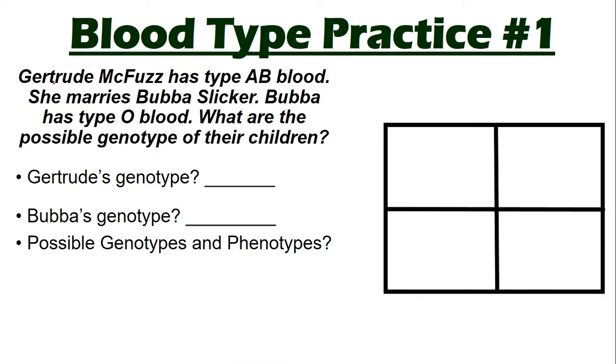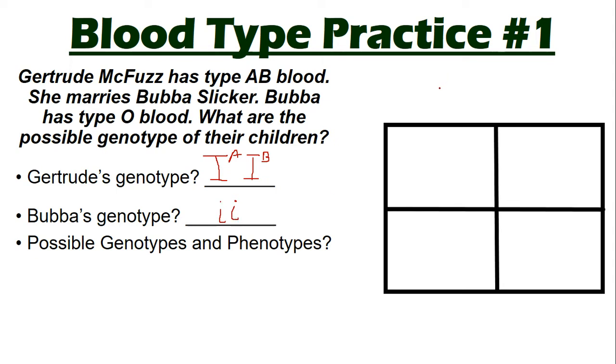It says Gertrude McFuzz has type AB blood. She marries Bubba Slicker, and Bubba has type O blood. We're looking for the possible genotypes of their children, and we're even going to do phenotypes at the same time. So let's first write Gertrude's genotype. Gertrude is type AB blood, and according to our chart, which you should probably memorize, is IA, IB. And Bubba, it says Bubba has type O blood, and according to our chart, that's lowercase i, lowercase i.